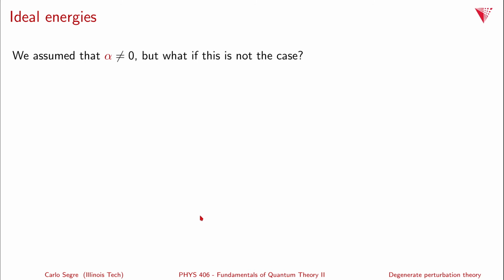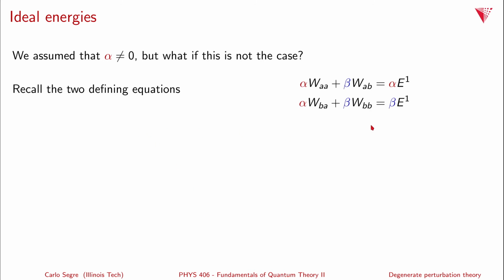But what if alpha was equal to 0? What would we get? Well, remember we had two defining equations. Alpha WAA plus beta WAB is equal to alpha E1, and alpha WBA plus beta WBB is equal to beta E1. Let's suppose that alpha is 0. Then this is 0, this is 0. Then beta WAB is 0. And that means that this term here says that WBB is equal to E1 minus.